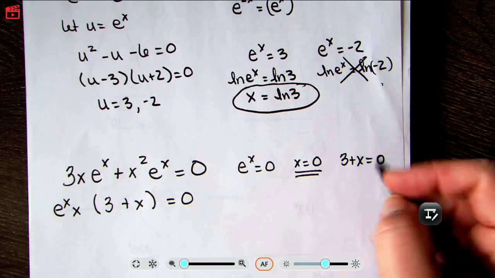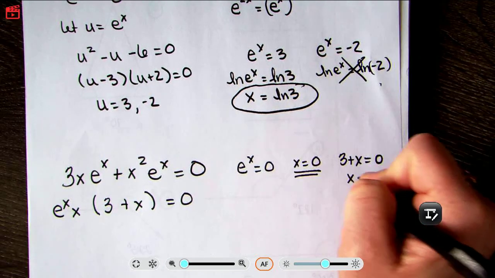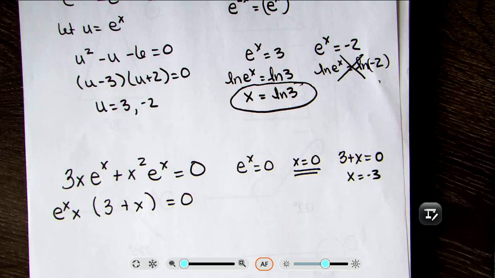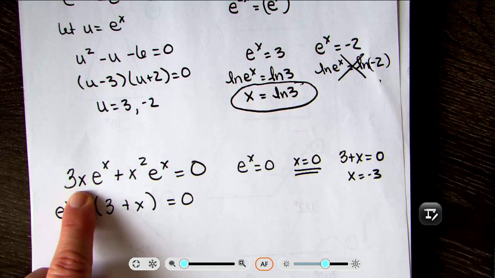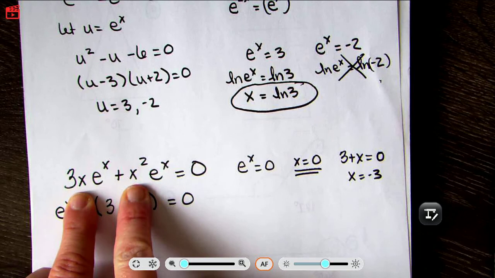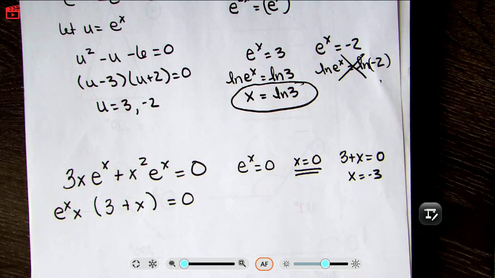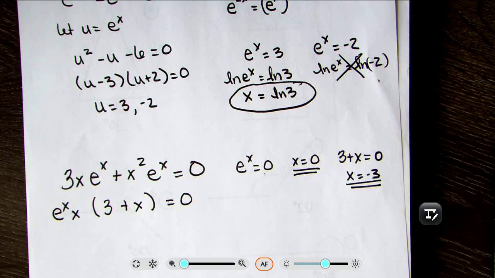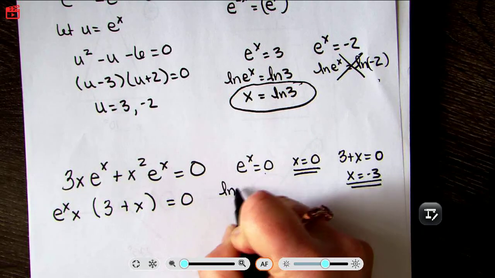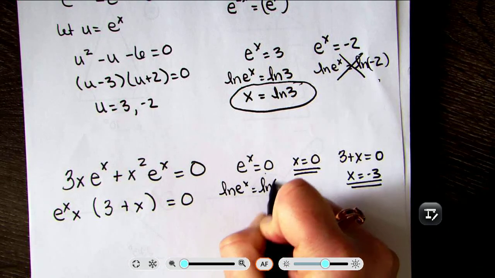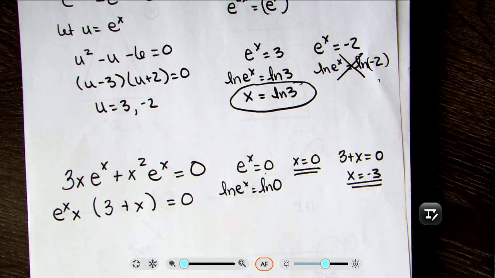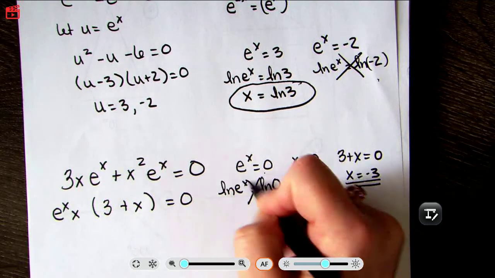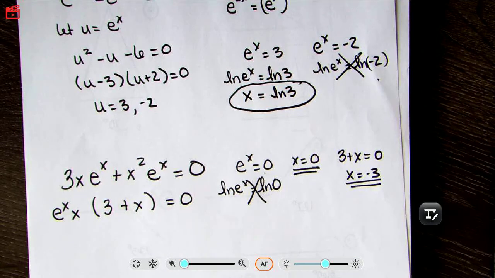Here, move that over, x is negative 3. And if I did that, I'd have a negative 9 e to the x and 9 e to the x. That does give me 0, so there's another solution. e to the x equaling 0. You could take natural logs of both sides. Try to. However, we cannot take the natural log of 0. We can only take the natural log of positive things, so we do not get any solutions there.